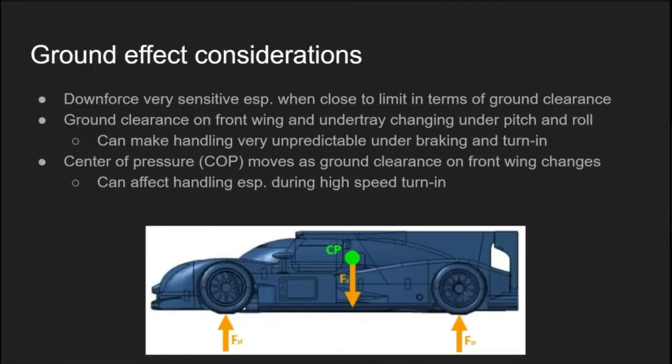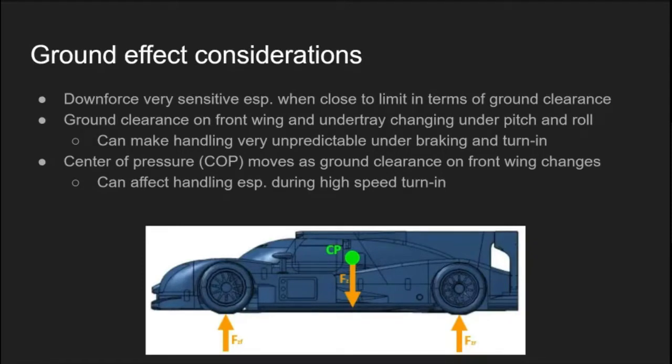The ground clearance on the front wing and the under tray is also changing dynamically under pitch and roll. So for example, when you're going from a stop and you're accelerating, the car pitches back, right? The distance from the ground to the front wing actually increases, so that changes the downforce on the front wing. Also, the distance between the entrance of the under tray and the ground changes, so that changes things up.